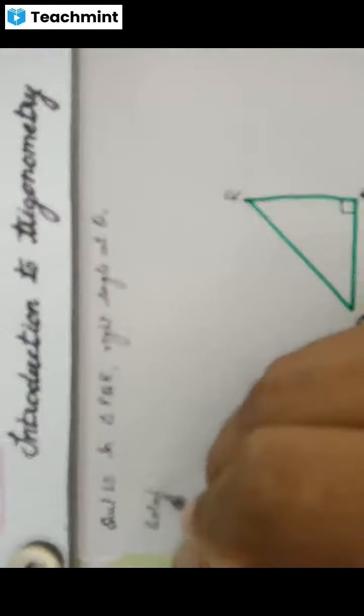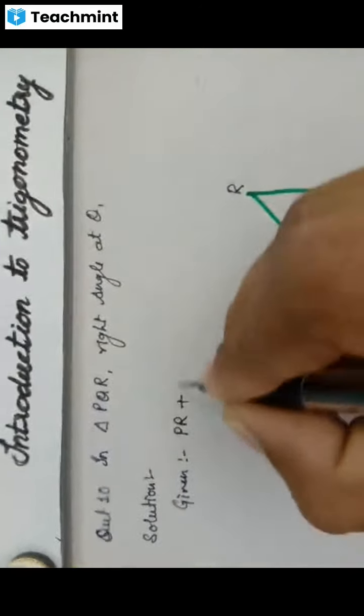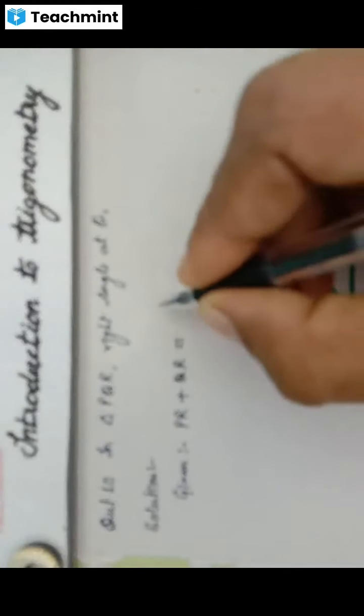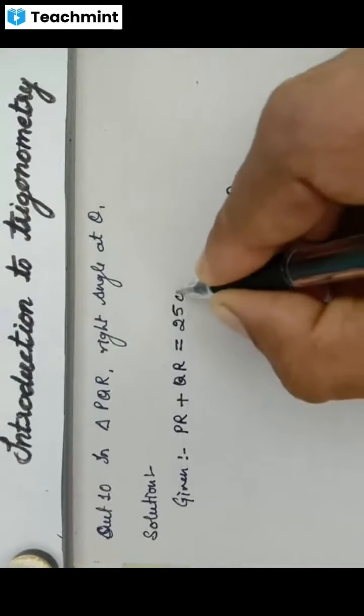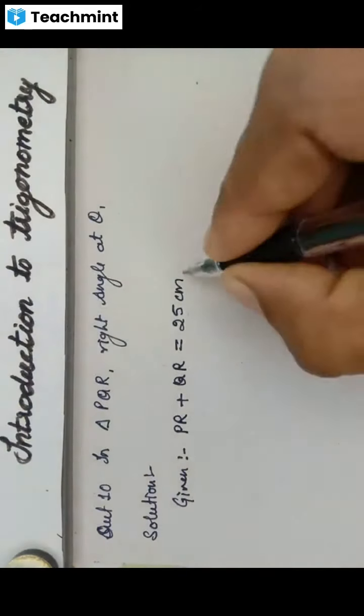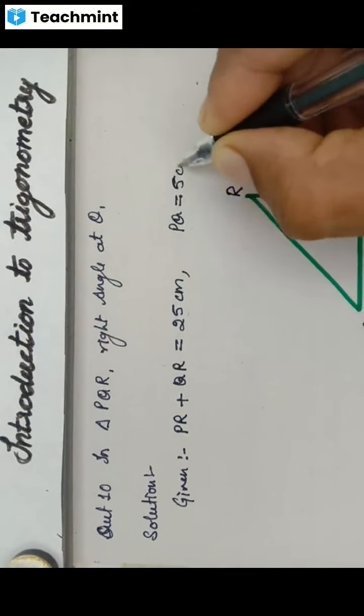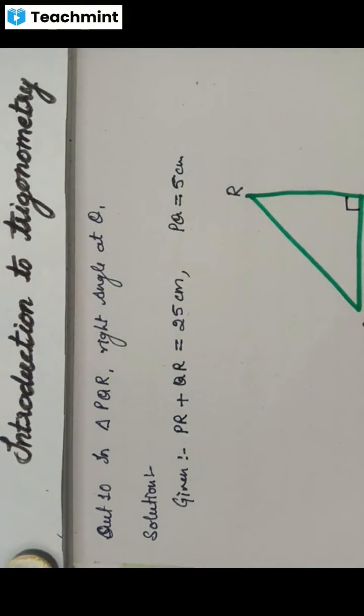I am going to begin with the solution. Now it is clear. So solution, I am going to write SOLUTION. So given part, GIVEN. Given: PR plus QR is equal to 25 centimeters. PR plus QR, 25 centimeters we have given. And it is given that PQ is equal to 5 centimeter. So PQ is 5 centimeter, I am going to write it.